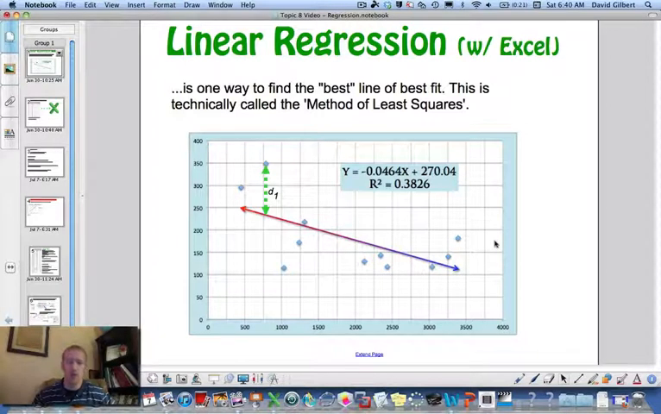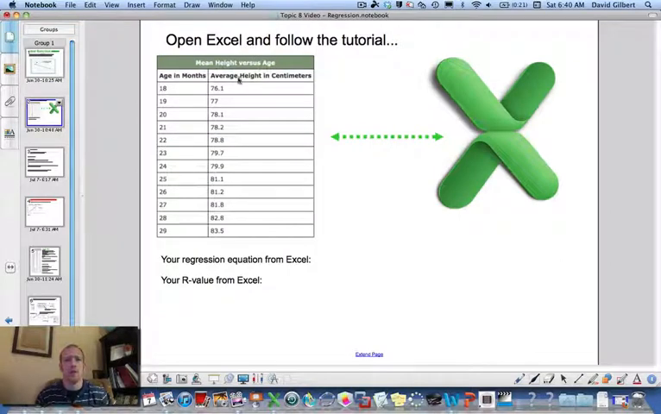Alright, so now we're doing linear regression. Basically, it's when you take a scatter plot and you get the best line of best fit. Alright, so let's see how we do this. You're going to use Excel to get our regression equation.